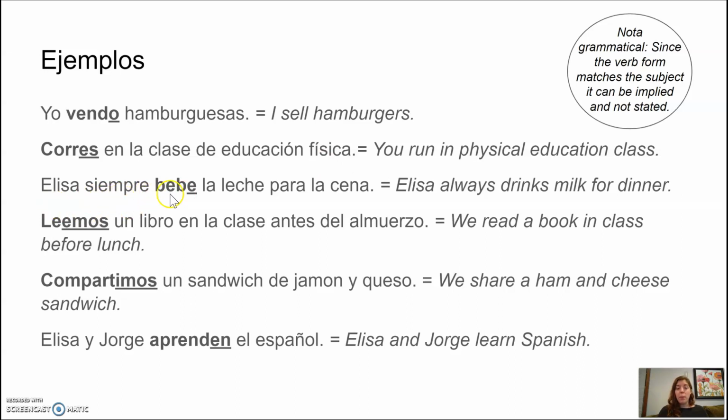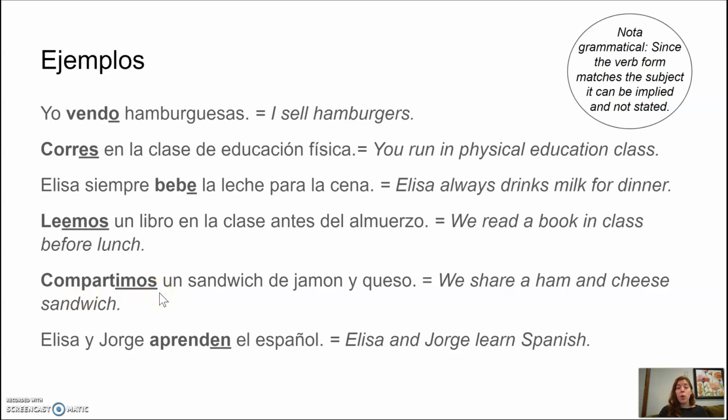Elisa siempre bebe la leche para la cena. Here our verb is beber. We take off the ER ending, and then to match the subject Elisa, it's an ella subject, we use the third person singular e ending, bebe. Leemos un libro en la clase antes del almuerzo. Leer is an ER verb, so we put on the emos ending with a nosotros subject to say we read a book in class before lunch.